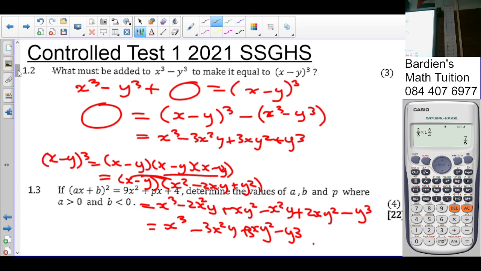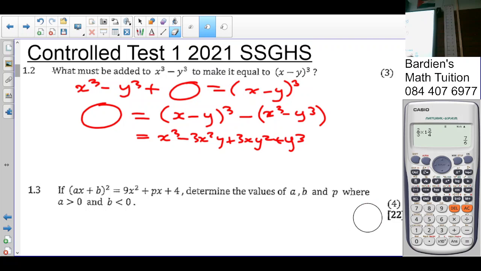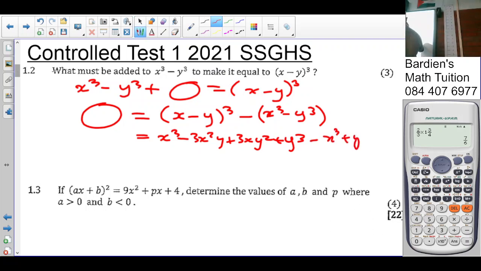That's how I multiply this. So yes, that confirms that the answer is correct. Minus x cubed plus y cubed. So what happens? That cancels that. It's supposed to be minus.